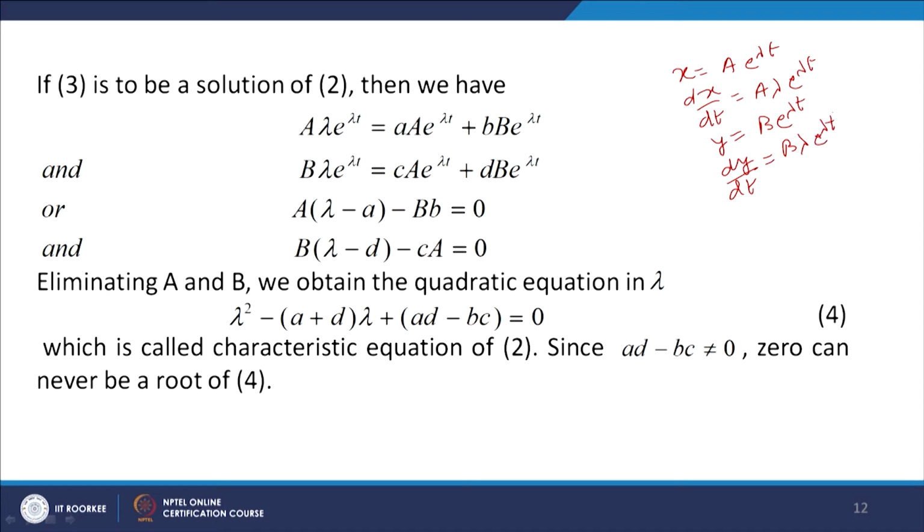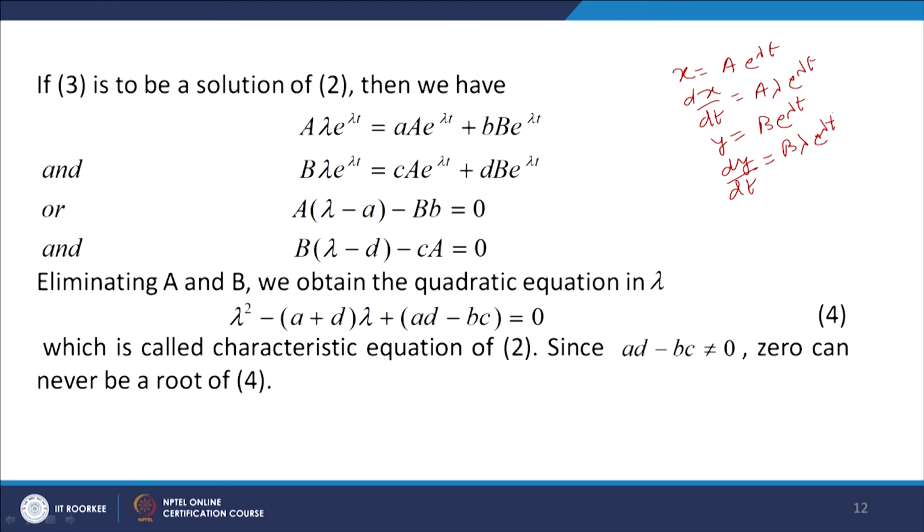So, putting the values of dx/dt and dy/dt, we have this equation: aλe^(λt) = a·Ae^(λt) + b·Be^(λt), and bλe^(λt) = c·Ae^(λt) + d·Be^(λt).